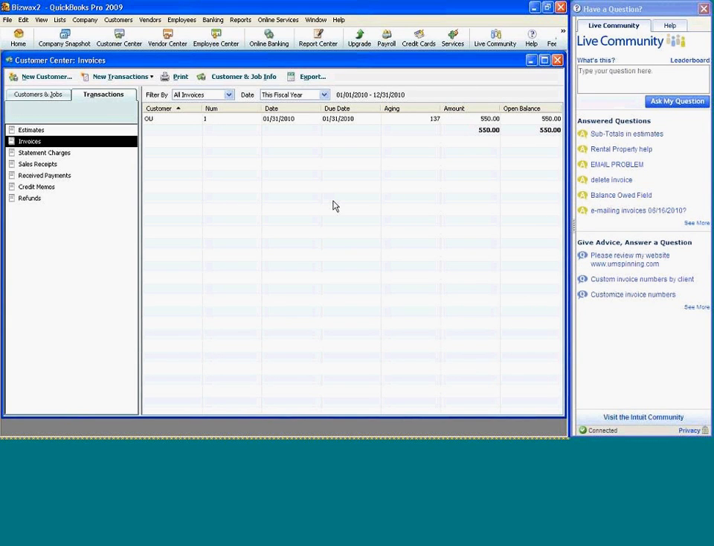So there we have the idea that we had one job done for the OU from our company. It's now 137 days old. We have an amount of 550 and an open balance of 550. You see the aging. I'm not using the aging right now. Maybe I'll show that next week.